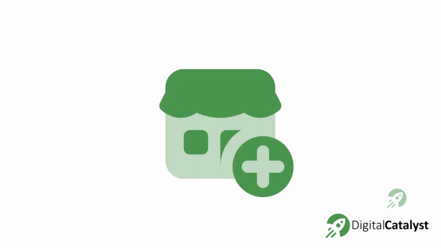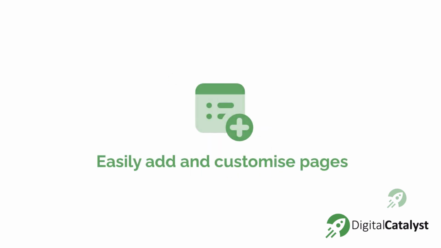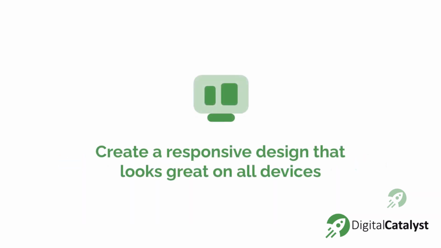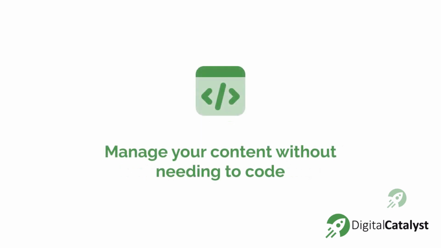Aside from that, WordPress is perfect for an affiliate website because you can easily add and customize pages. You can install SEO and affiliate marketing plugins. You can create a responsive design that looks great on all devices, and you can manage your content without the need to write any code.